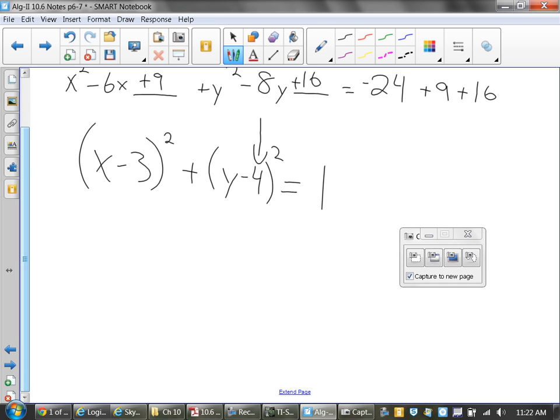So here's what happens when we go to graph our circle. When you go to graph a circle, obviously your center is at 3, 4 for your HK.